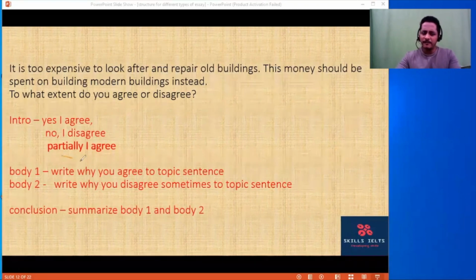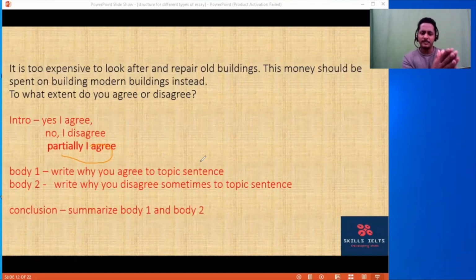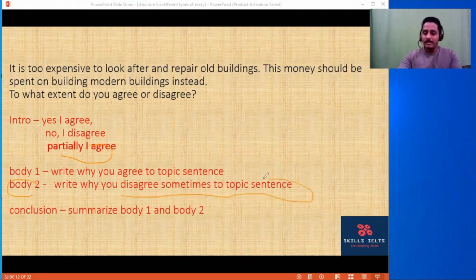I agree partially. Body one, you say it is actually very expensive. The cement, the structure, or to provide safety, I mean the standards inside an old building, it's very expensive. On the other hand, the same thing can be given to the new building at a much lesser cost. Body two, you don't have to worry about one more expensive thing. You can talk about why you disagree. So this way idea generation becomes easier.